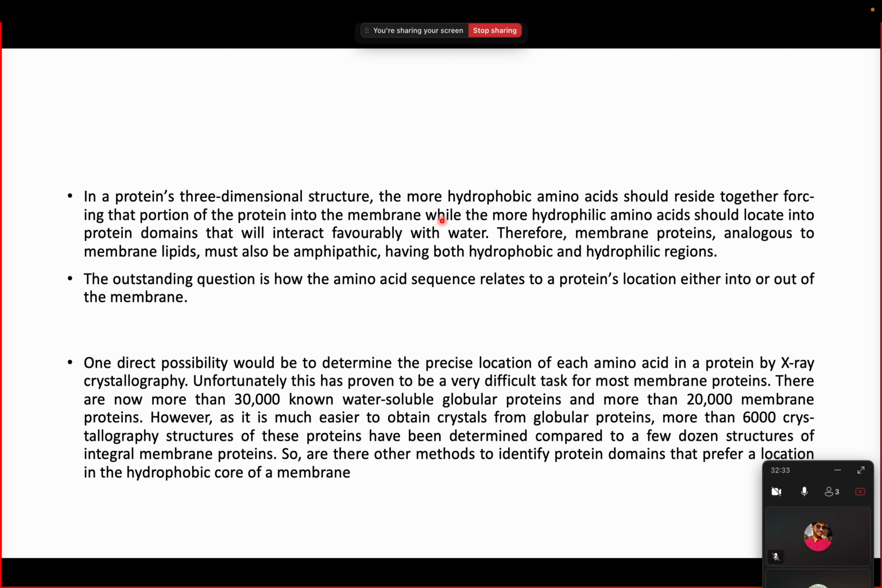So in a protein's 3-dimensional structure, the more hydrophobic amino acids should reside together, forcing that portion of the protein into the membrane, while the more hydrophilic amino acids should locate into the protein's domain that will interact favorably with water. So this principle is similar to what we have seen in the lipids, right?